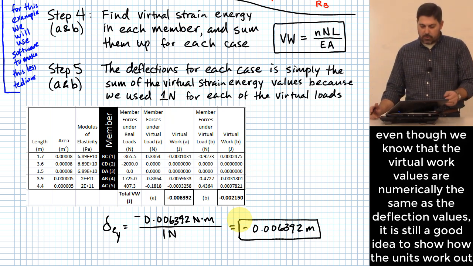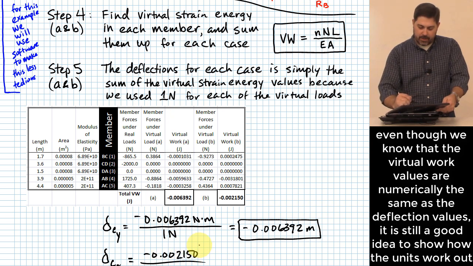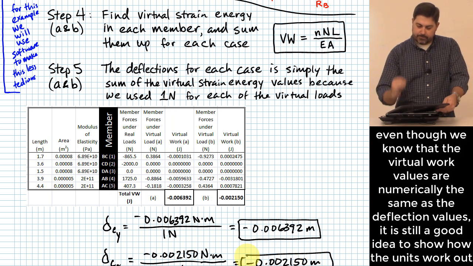Right? And the other one works the same way. Delta for C in the X direction, we take the virtual work that happened in that direction, so due to the 1 Newton force that we put rightward at point C, 0.002150, all this is in Newton meters. All this divided by 1 Newton gives me that many meters. Okay?